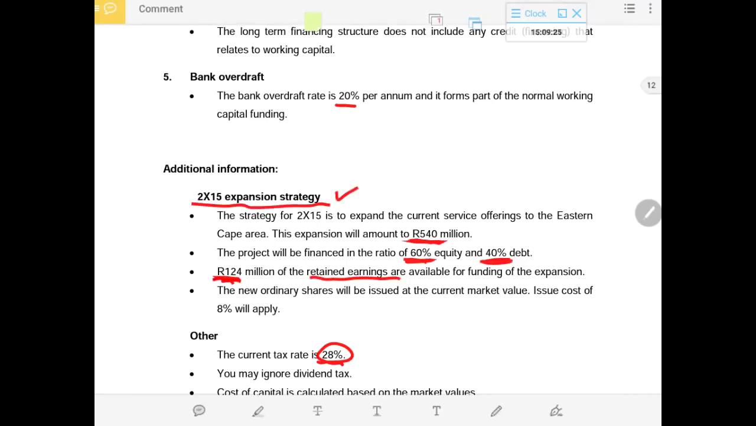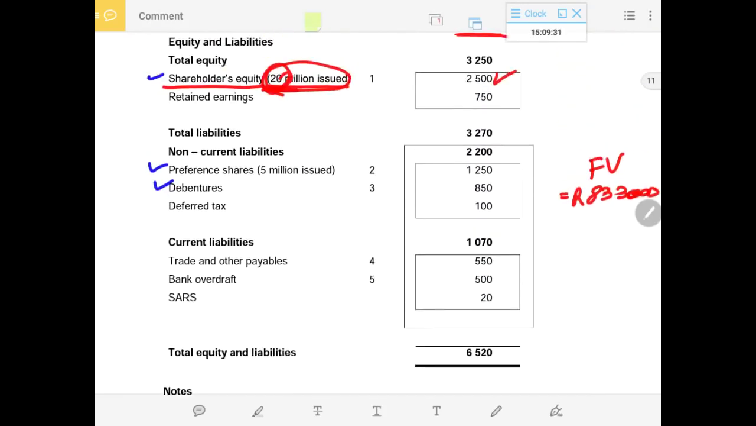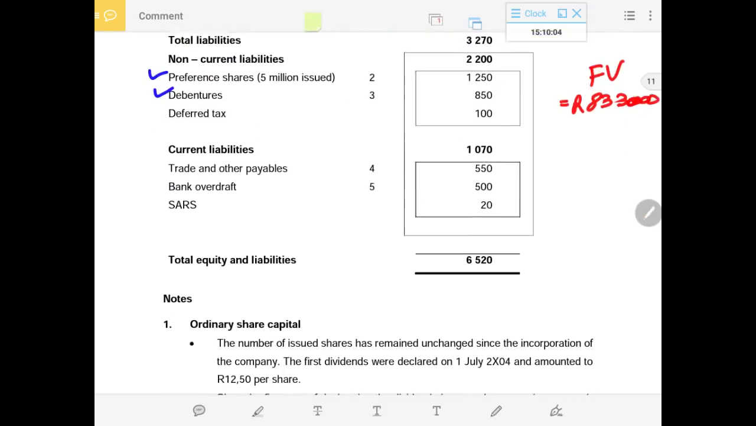And I want to go back now to the information provided in the statement of financial position. Our equity, take note, under total equity, we have shareholders' equity and retained earnings. So when they say 60% of the equity, they are referring to these two. They say 60% will be funded through equity. However, there is retained earnings, which is 124 million that is available, meaning the 124 million of the retained earnings will reduce the 60% of the equity in terms of funding this project.